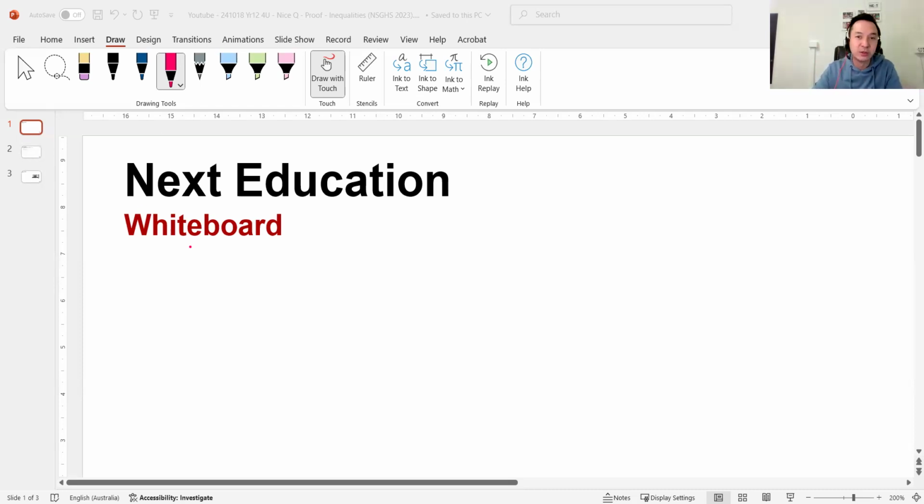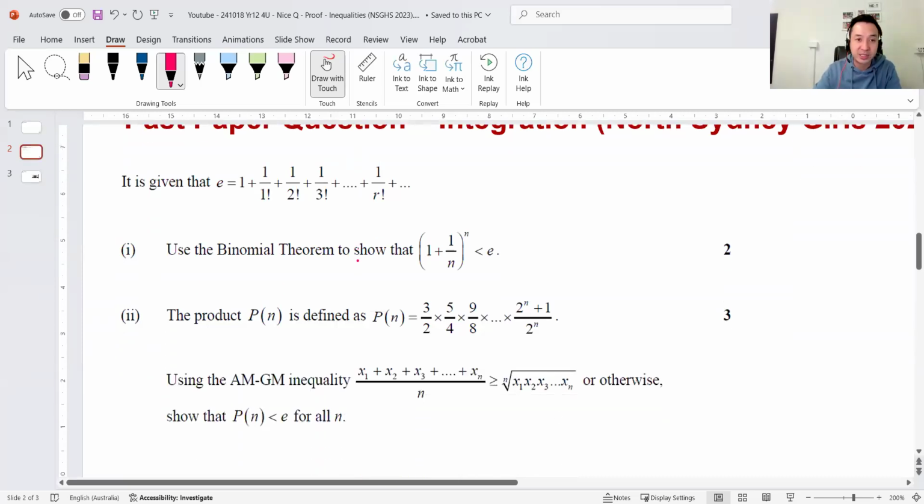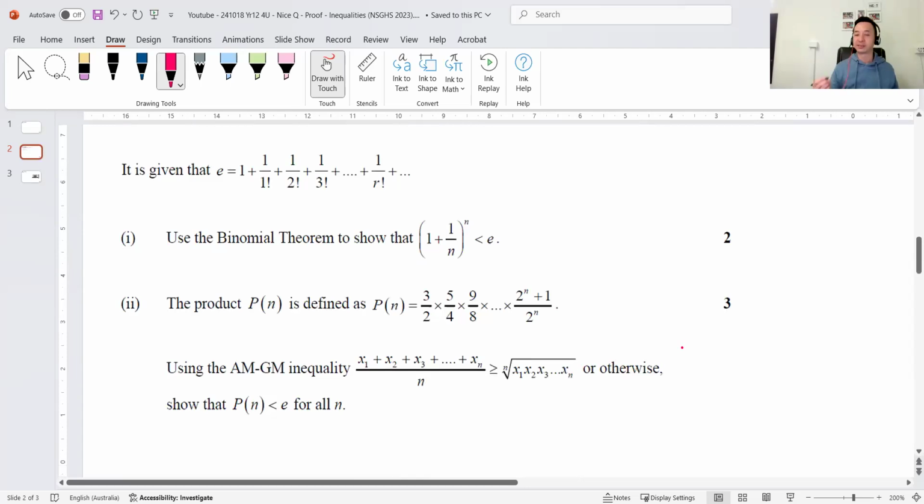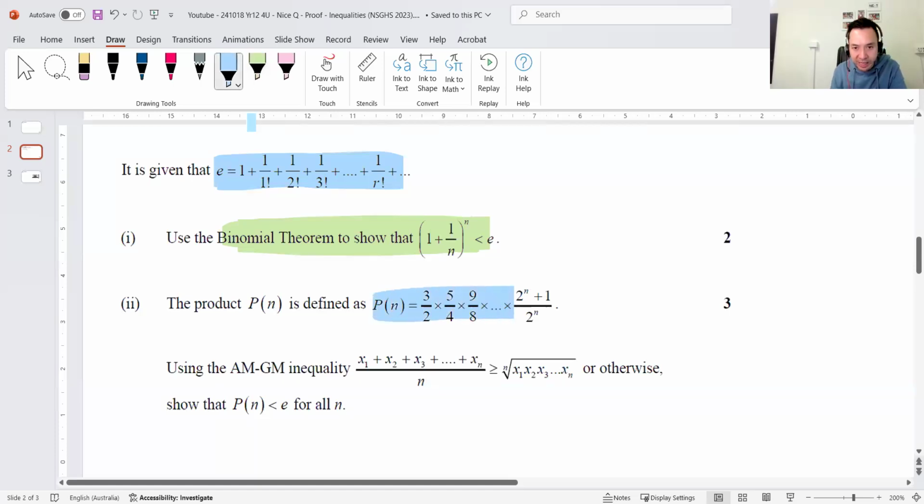So today's question, North Sydney Girls, 2023 integration, looks like this, right? 5 marks to conclude their paper. So let's get stuck into this. So they give you an expression for the e constant, which is a sum of fractions of factorials. Great. Okay. Question 1. Use the binomial theorem to show that inequality. Great. And then part 2, given that this P_n function looks like that, using the AM-GM inequality, show that the function is less than e.